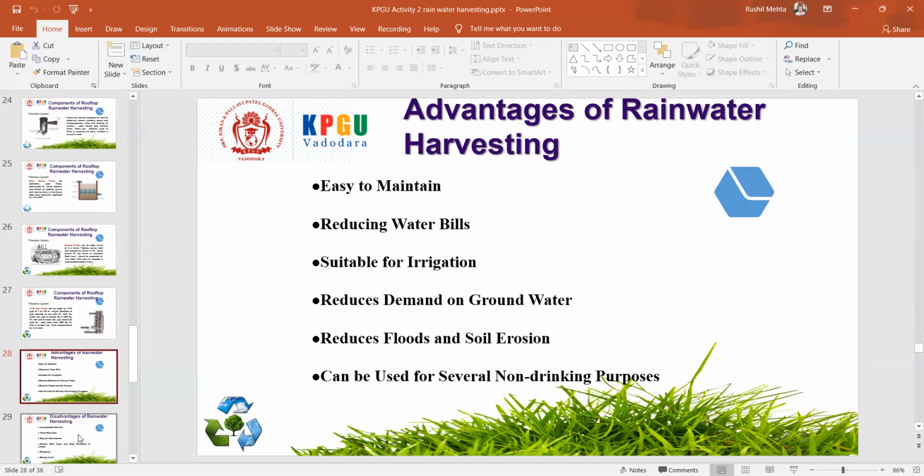If you go for this system, you can say it is very easy to maintain. It does not require very high-tech skill. Even at your home, you can maintain it. It will reduce the water bill, it is suitable for irrigation, reduces demand on groundwater, reduces flood and soil erosion, and it can be used for several non-drinking purposes.